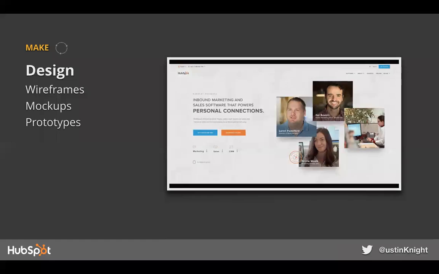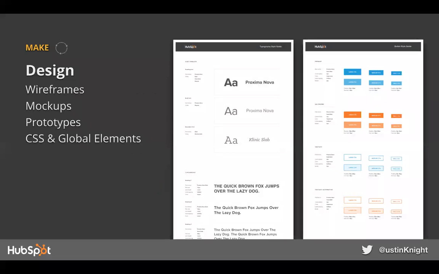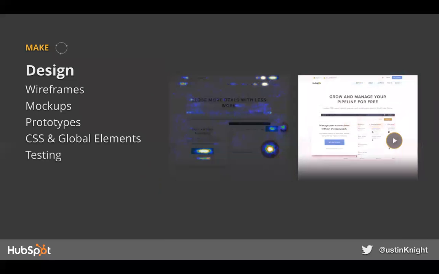And what this ultimately resulted in was over 100 wireframes, over 60 mockups, and 4 full prototypes of the site. So all 39 pages prototyped. We then established our CSS and global elements so that we could start to code that stuff up and apply it across all of the visual designs. And then we tested it pre-launch.